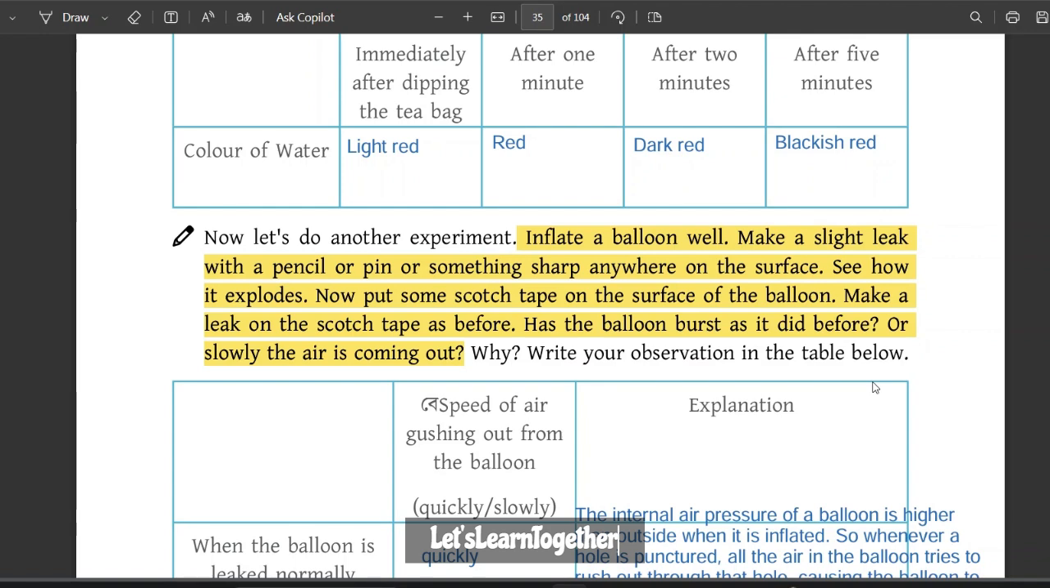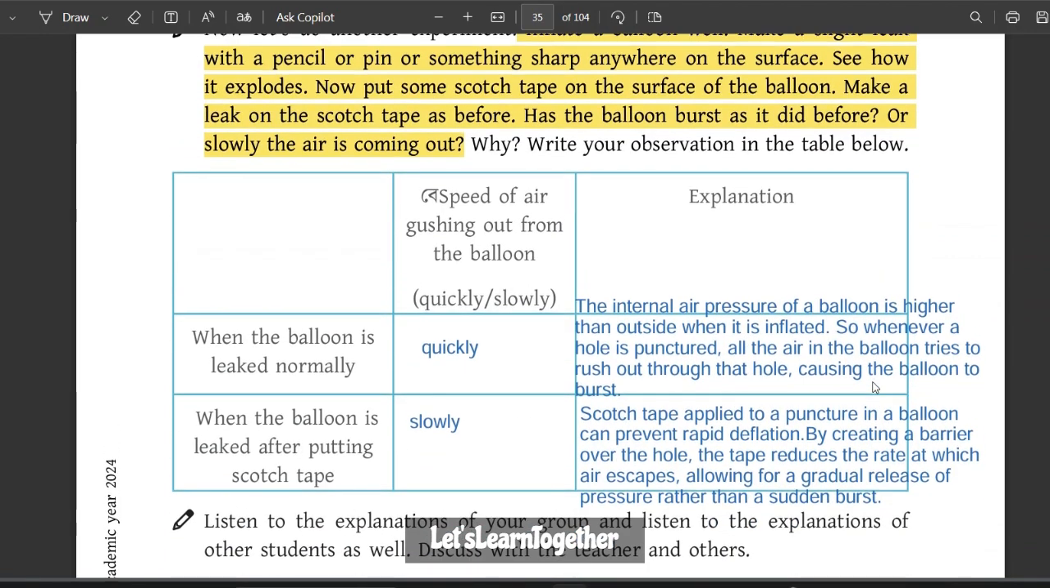And then that balloon one, that when we prick a balloon normally, and then when we prick a balloon after putting a scotch tape on that area. So what happens when we prick a balloon normally, at that time, look, the air particles inside that balloon are at a very high pressure, and the air outside the balloon is at a lower pressure, right? So as soon as we prick the balloon, the air that is at high pressure inside the balloon tends to escape in the shortest possible time, that means very quickly.